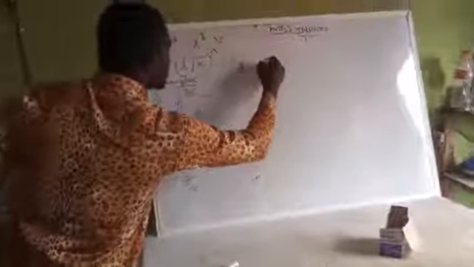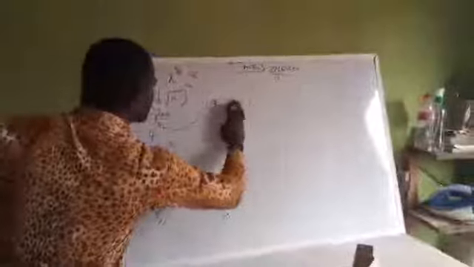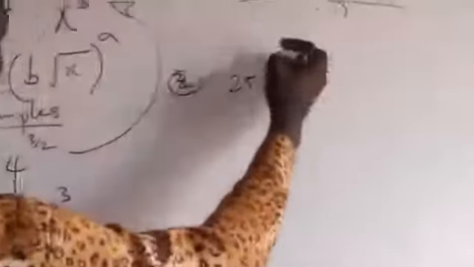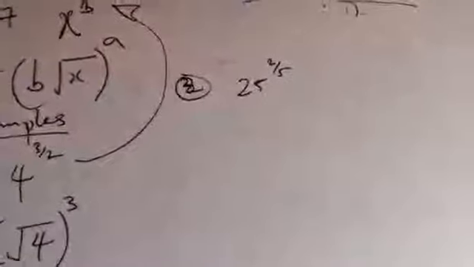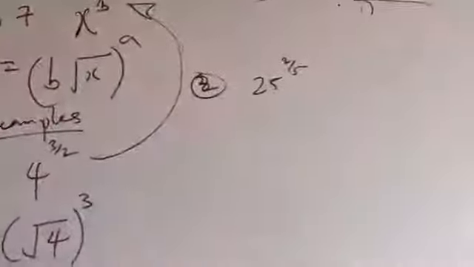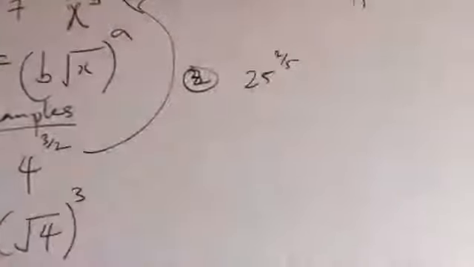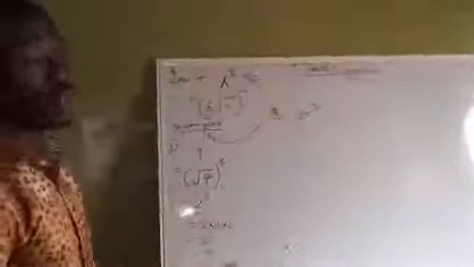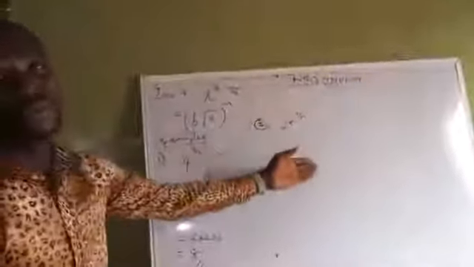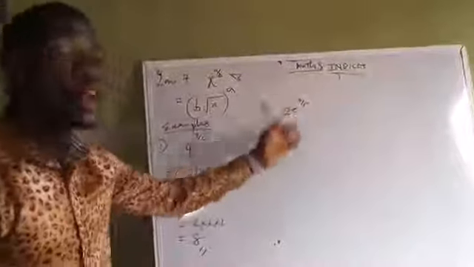Let's try another question. Another question here is 25 raised to power 2 over 5. Let's look at this question now and let's get something meaningful from it. We are going to use the law 7. Why am I using the law 7? Because it is similar to law 7. In this kind of question, you're not going to use the law 1, law 2 or law 3. Why? Because it is not even similar to any of those laws.